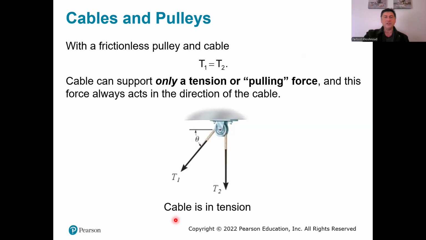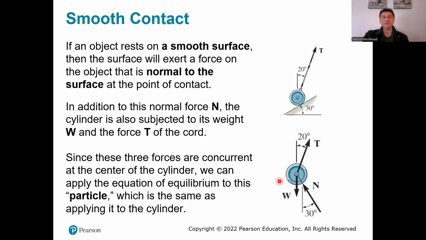For a frictionless pulley and cable, the cable can support only a tension. In this condition, there's a pulling force, and the force always acts in the direction of the cable. And also the force in this cable, along the cable everywhere in this condition, will be the same. So T1 equal to T2 on any part of the cable. And the cable is in tension.